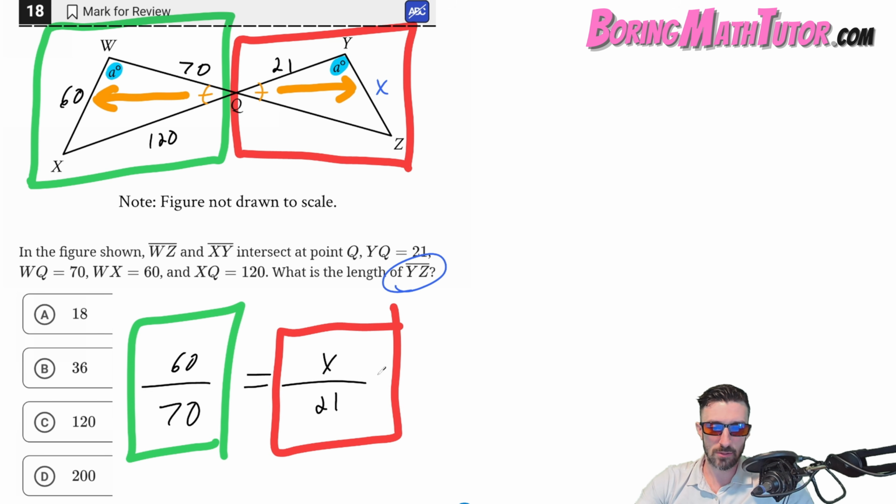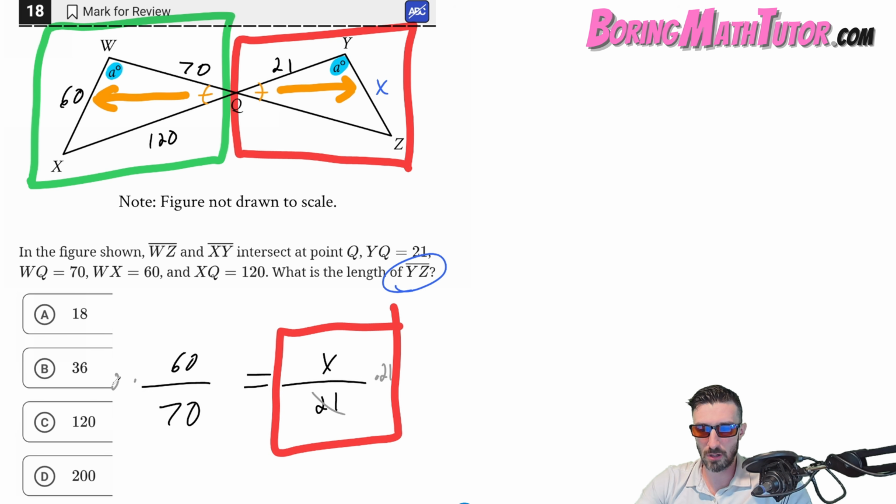So if I want to solve for X, all I got to do is multiply by 21. That'll cancel out the divide by 21. So then I come over here. I also multiply by 21. And I'm going to be super cool about this. We're going to cancel out the two zeros and say that 21 divided by 7 is 3. 3 times 6 is 18.